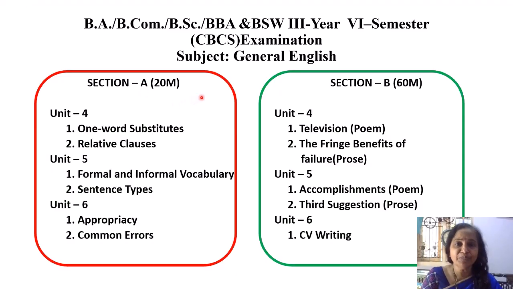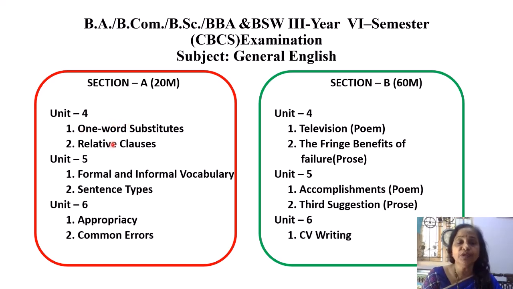So coming to the question paper, as all of you are aware, your question paper is comprised of two sections, section A and section B. And section A has got 20 marks. The questions are prepared for 20 marks and your questions will be picked up from unit 4, 5 and 6. And the section A questions will be only objective type. Okay, 8 questions are given and you are supposed to answer only 5 of them.